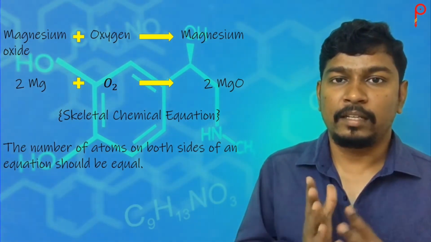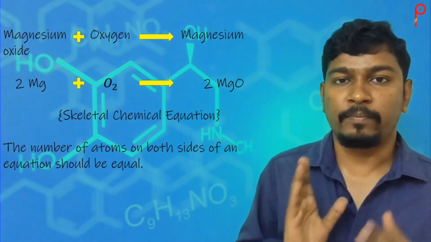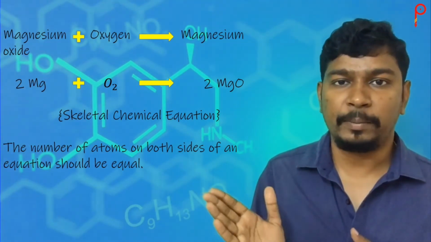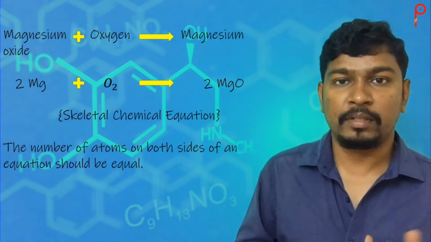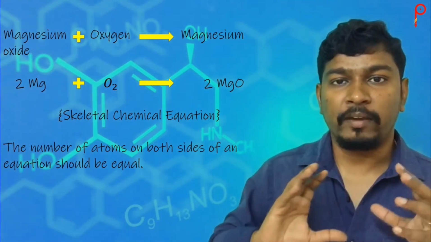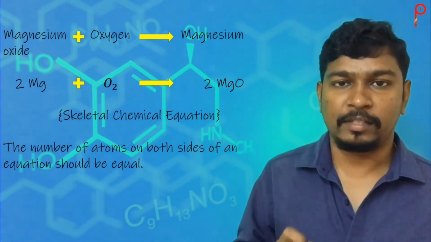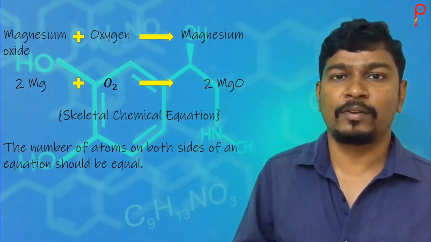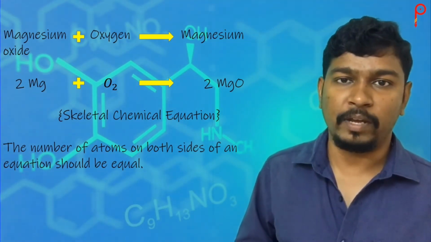Now let's say there is day, there is night, there is pain, there is happiness, there is good, there is also bad. So everything is balanced. Similarly, this equation also has to be balanced. Let's understand how to balance the equation with one example.